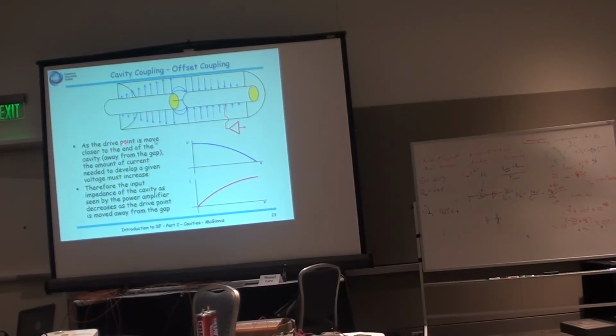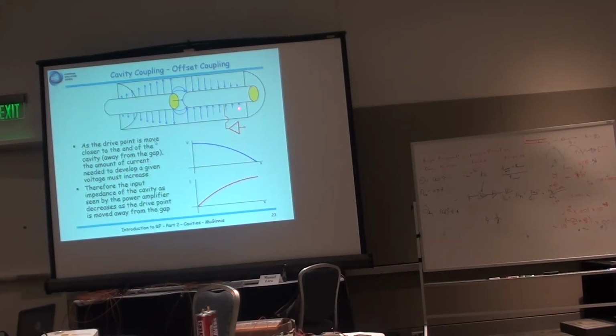Now, what I can take a look at is you can see the voltage in the cavity goes down like this, and the current goes up like that, all right? So if I was to put the probe here, there's no current there, right? So the impedance that I would see into that cavity would be very high. So if I have a 50 ohm amplifier on here, I'm going to have a lot of power getting reflected back off that because the impedance is going to be too high.